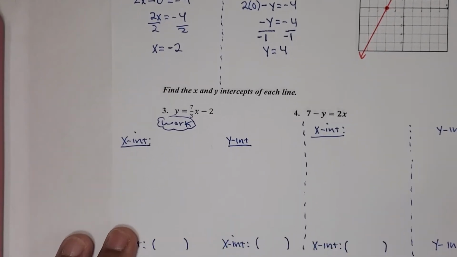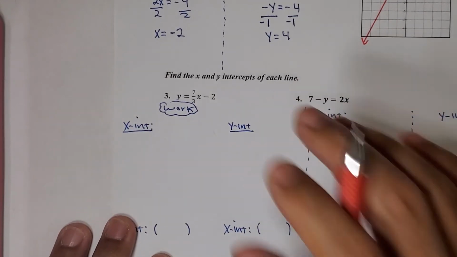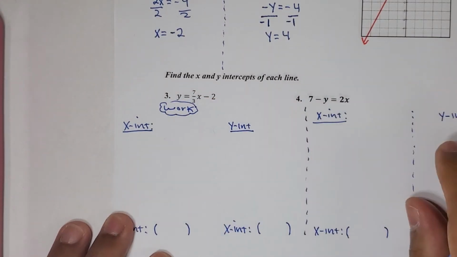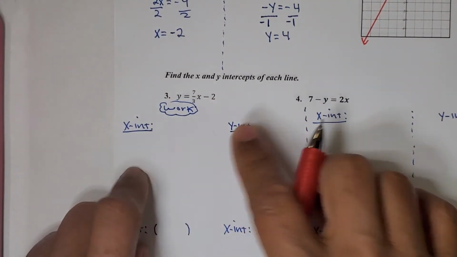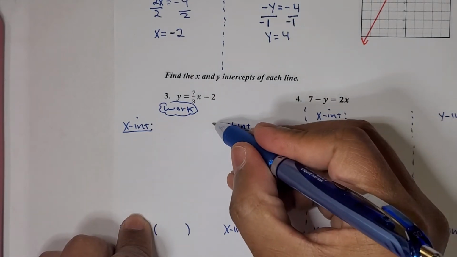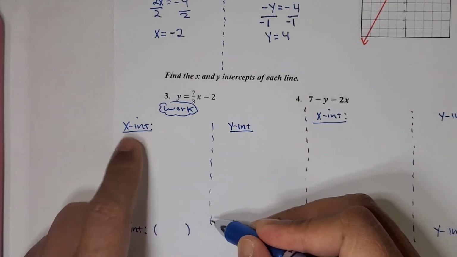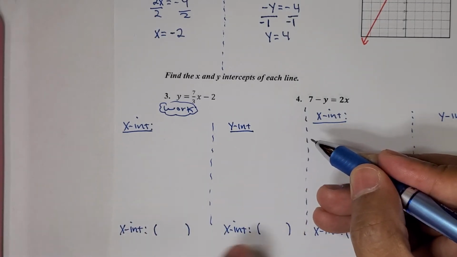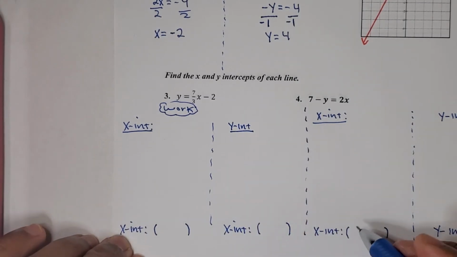I'm only giving you 4 examples today, and here I'm not going to graph. It's just asking me to find the x and y intercepts of each line. So again, I'm separating my work. Okay, this will be for this column for the x-intercept, this one for the y-intercept. I'm going to give the coordinates here for each one of them. Okay, all right, so let's go ahead and get started.